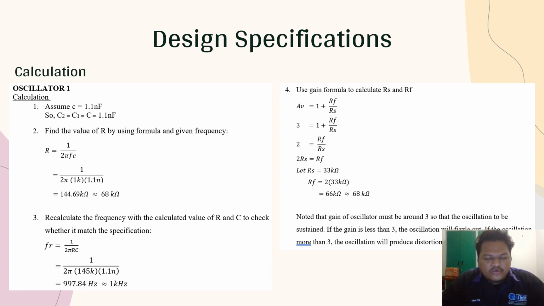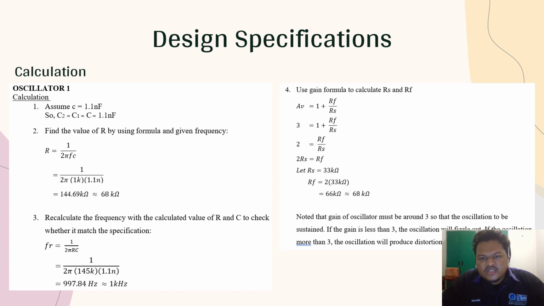1.144.69 kilo ohm. After that, we recalculate the frequency with the calculated value of R and C to check whether it matches the specification. So Fr is equal to 1 over 2 pi RC. So we get the frequency is 997.84 Hz, which is approximately 1 kHz.